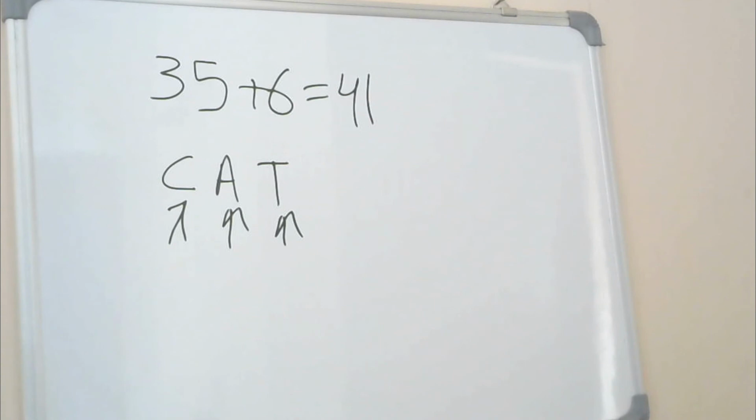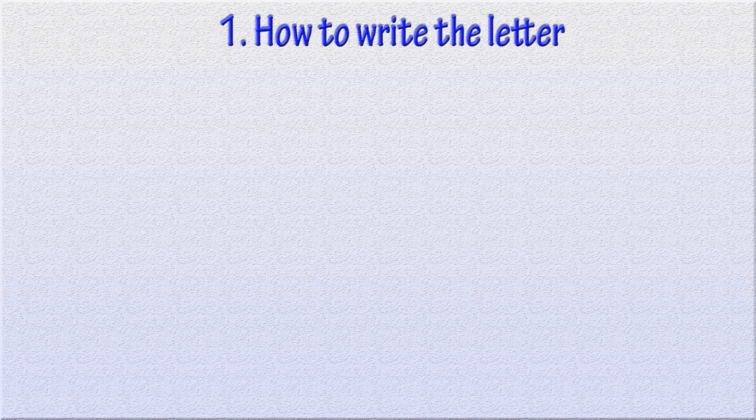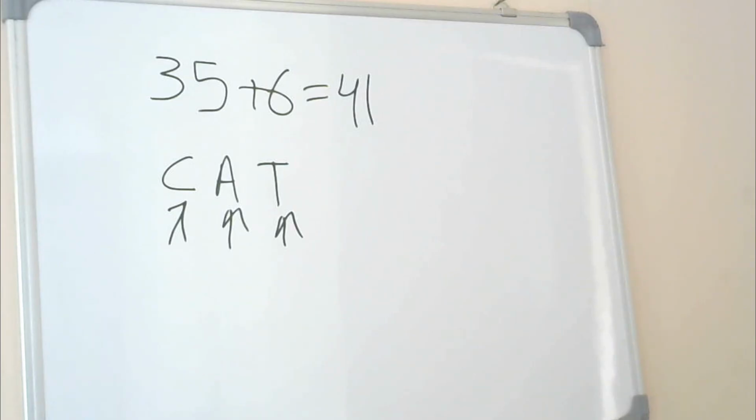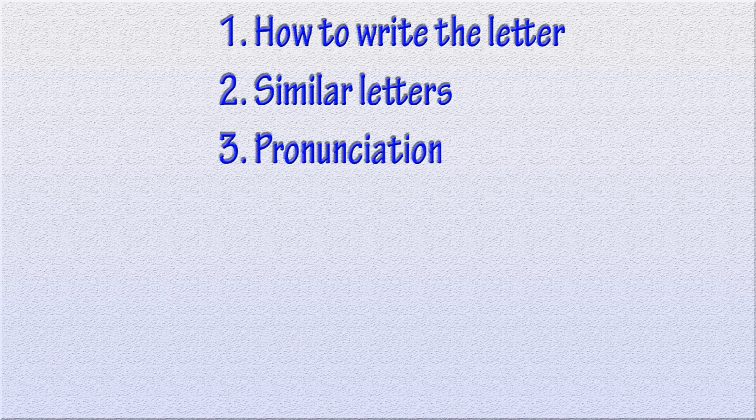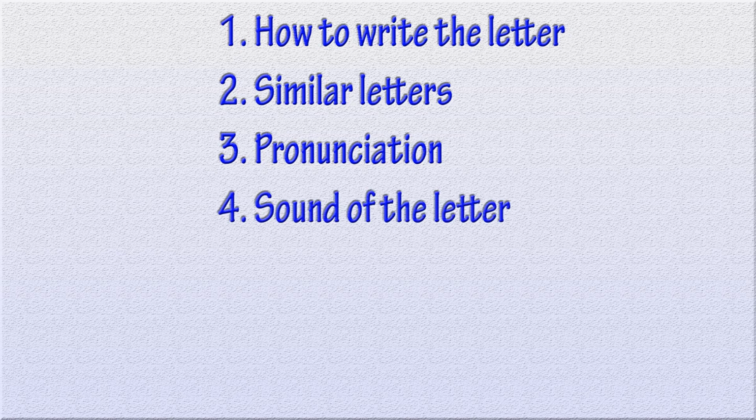Whenever we talk about a specific letter, we will divide it into 7 steps. The first step will be how to write that specific letter. The second step will be, if you know this specific letter, are you going to learn some other letter also in Gurmukhi? The third step will be how to pronounce this letter. The fourth step will be how it is going to sound when you write it.